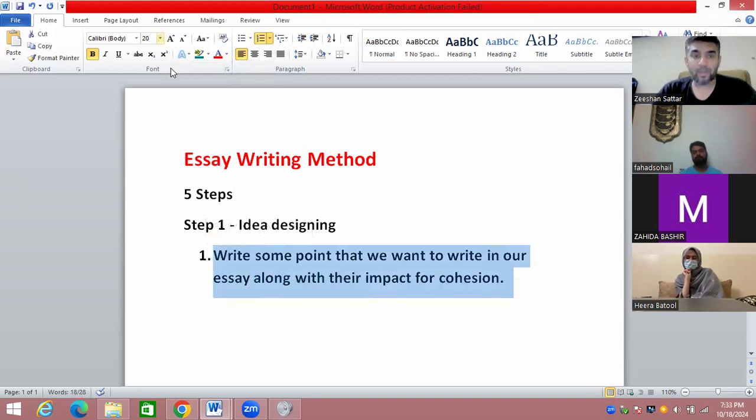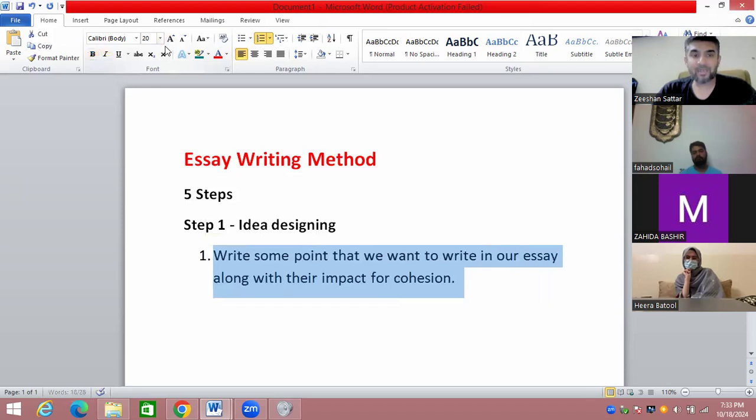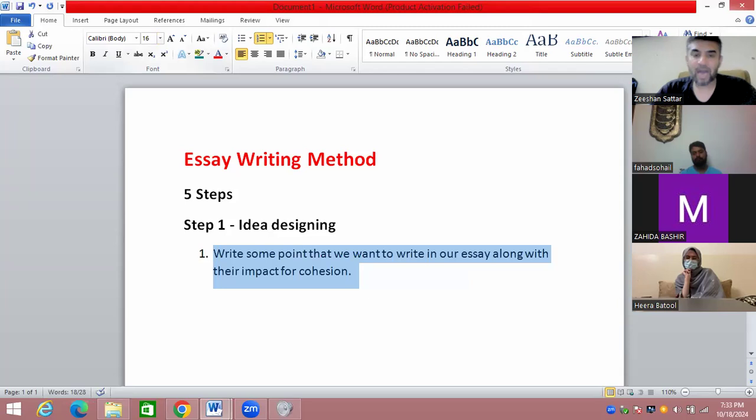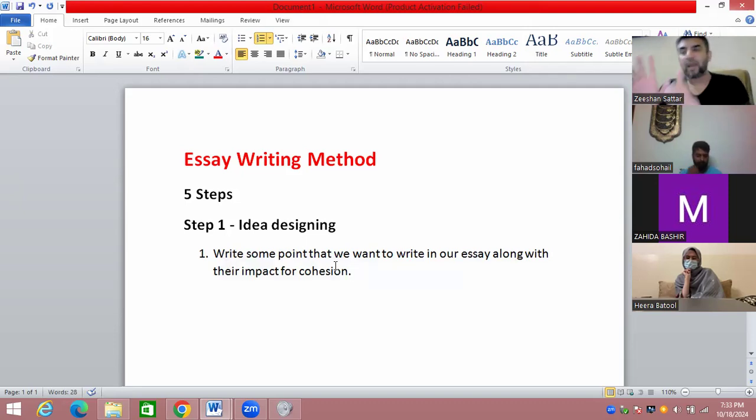So what is step number 1? The step number 1 is that we have to write the points that we need to write in our essay along with the impacts for cohesion. So what I have told you, as soon as you see the topic, you will write the relevant ideas that you want to write in this essay along with their impacts on your question paper, not on the answer sheet. आप लिख लेंगे क्वेश्चन पेपर के ऊपर आइडिया भी और उसका इम्पैक्ट भी, क्वेश्चन पेपर के ऊपर साइड पे, आंसर शीट पे नहीं. So first step is idea generation.